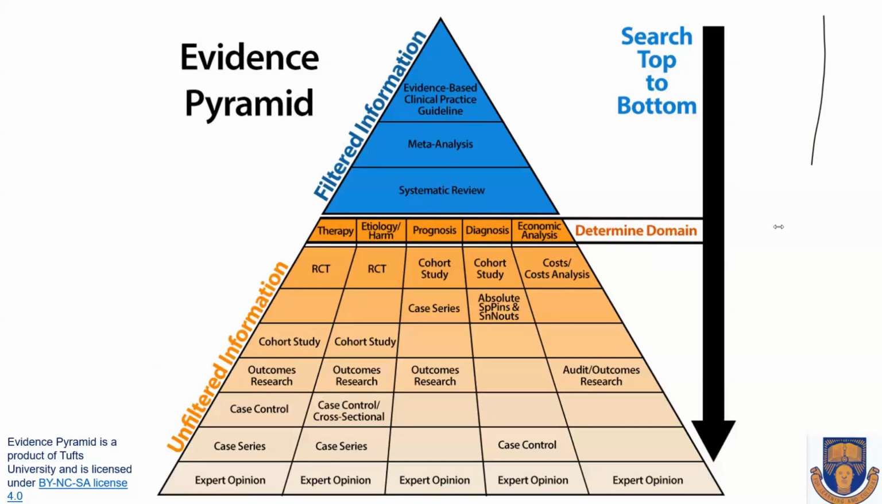For studies that determine the prevalence or trend of the disease, what study is that? Cross-sectional. Studies that look for prevalence, those are surveys, observational cross-sectional studies. Studies that look for prevalence and trend are cross-sectional studies.